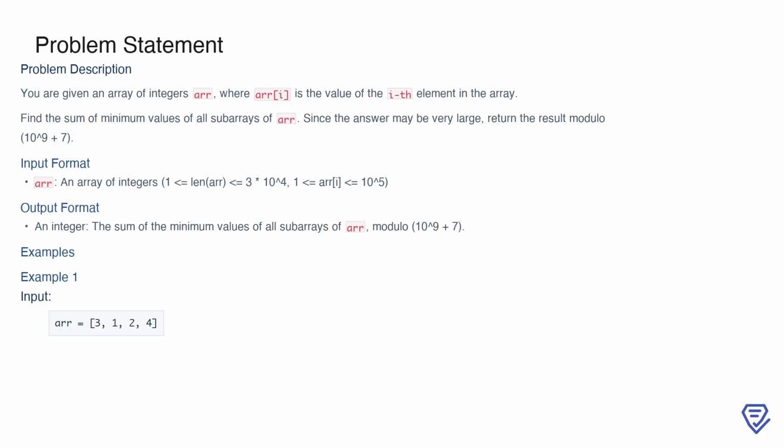For the input format, the array can have a length between 1 and 30,000, and each element in the array is guaranteed to be between 1 and 100,000. The output of this problem is a single integer, representing the sum of these minimum values, modulo 10 to the power of 9 plus 7. To better understand the problem, let's start by looking at an example.